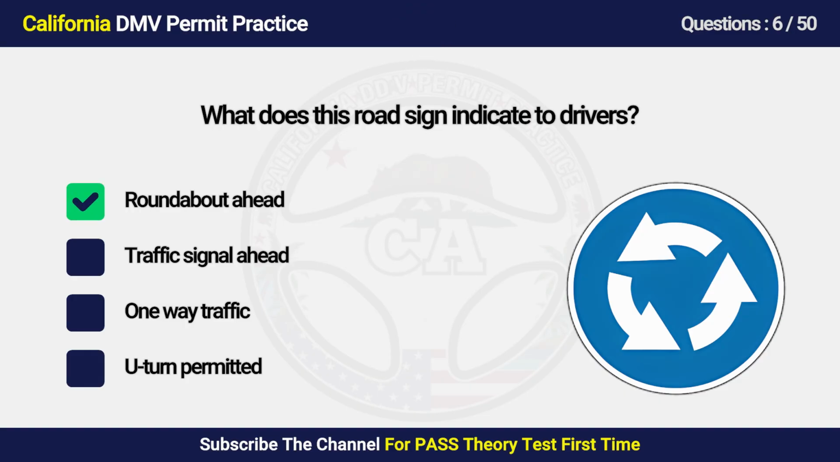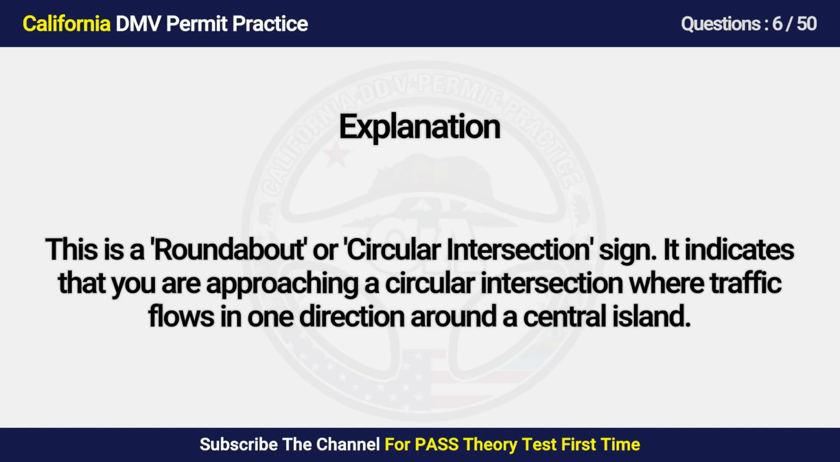Answer is A. Roundabout ahead. This is a roundabout or circular intersection sign. It indicates that you are approaching a circular intersection where traffic flows in one direction around a central island.